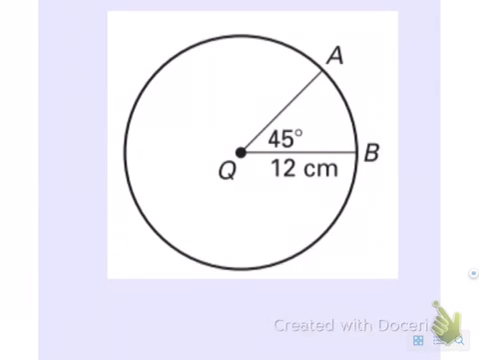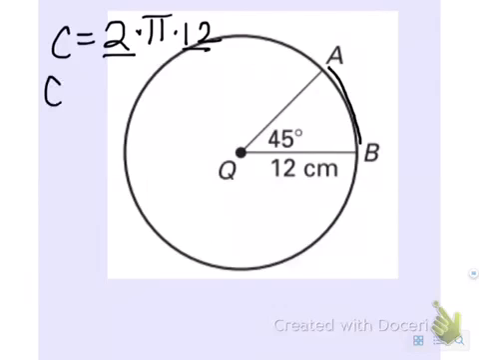Here's another example. I want you to find the arc length from A to B. So I would need to use my circumference formula, which is C equals 2 times pi times radius, which in this case is 12. I can multiply 2 and 12, so it tells me my circumference is 24 pi.